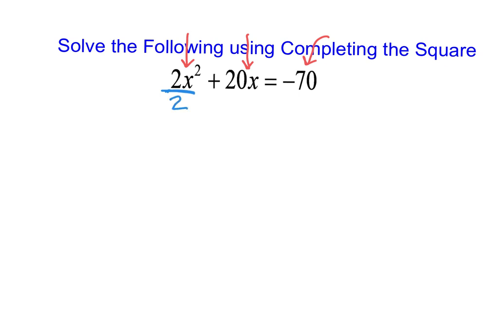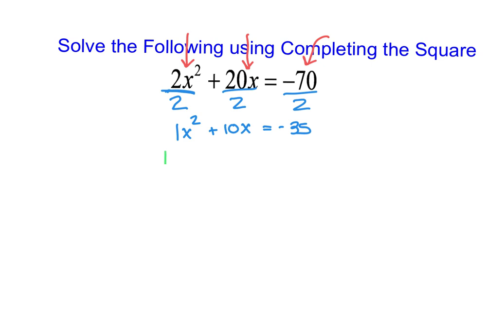Now, if we're going to divide that first term by 2, we then need to be consistent and divide everything by 2. So we can take the current a value, which may or may not be equal to 1, and if we need to turn it into a 1, we can just divide every term by that a value. Here, if we divide every term by 2, we get 1x squared plus 10x is equal to negative 35. Now this is set up in such a way where it's a little bit easier to find how we can create a perfect square trinomial with those x values.